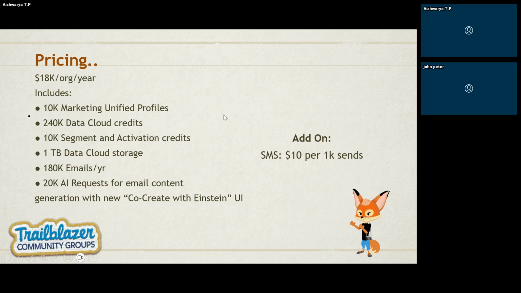There are multiple add-ons also available. I did not add all the add-ons here, but only the main add-on which I felt is SMS. For that it is $10 per 1K sends. With the 18K dollars, you need to spend another 10 dollars for 1K SMS sends. Okay, so this is the pricing for Marketing Cloud Growth Edition.